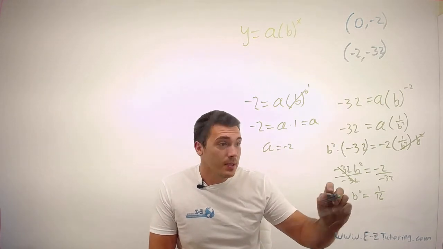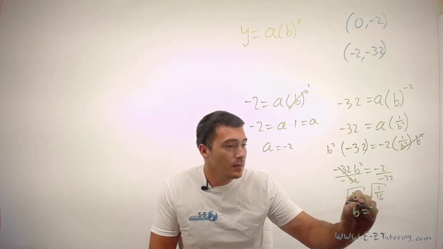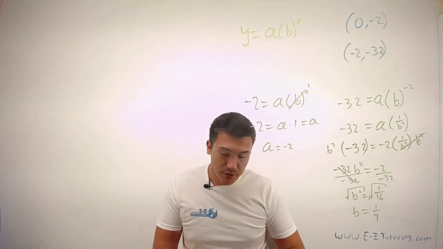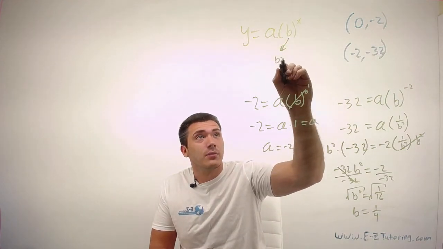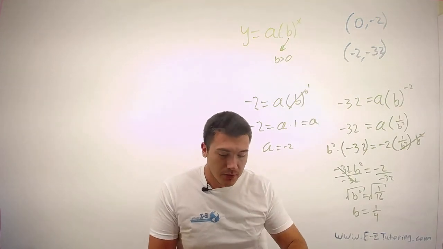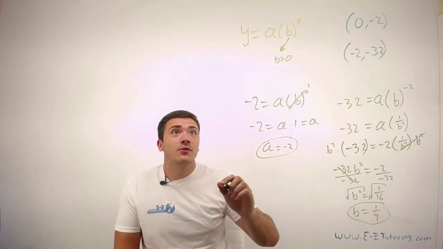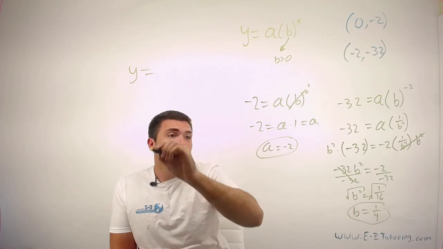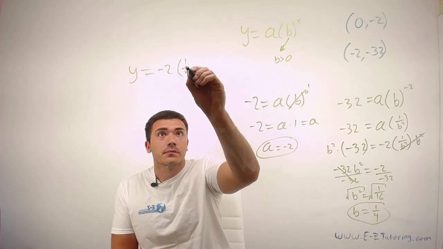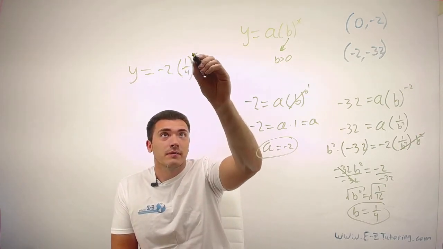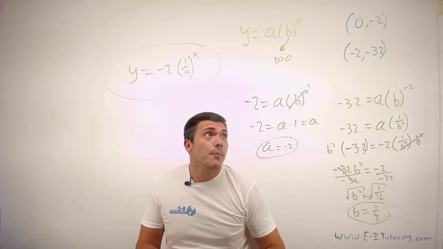So now to get just b, we have to square root both sides. So we get that b equals 1/4. And once again, this could be plus or minus 1/4, but we know that b has to be greater than 0. So we've got our values here. Now all we need to do is plug them into the equation, and we get y equals a, -2, times b, 1/4, to the power of x. So this is your exponential function, and you can check it by plugging in these points.